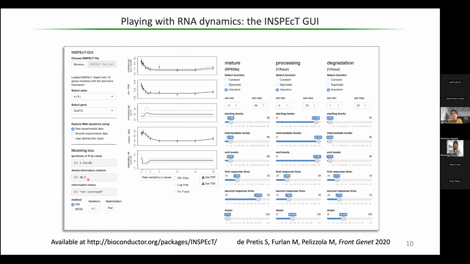And we also developed a graphical interface in which you can play and try to understand how the combination of different kinds of regulations, transcriptional and post-transcriptional, eventually impact the temporal shapes of the evolution of both premature and mature RNA forms.